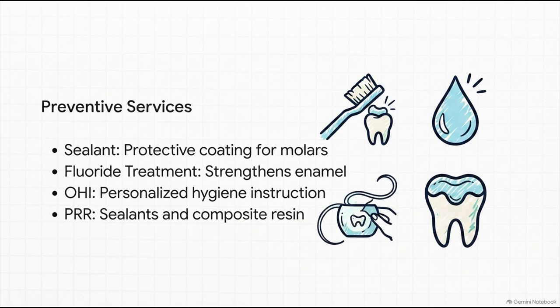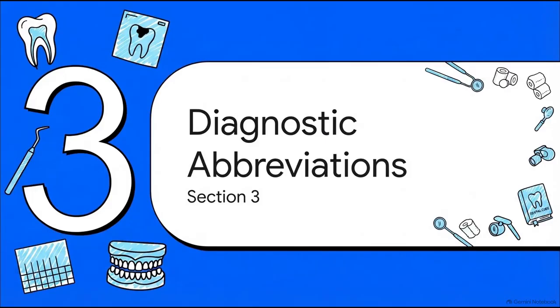Before we officially leave terminology behind, let's fire off a few key preventative terms that bundle into the D1000 through D1999 CDT series. We have sealants, which are thin, protective coatings applied to the chewing surfaces of those back molars. Then there's fluoride treatment, which actively strengthens the enamel and prevents decay. We also have oral hygiene instructions, or OHI, which is that one-on-one personalized education. And finally, preventative resin restorations, or PRR for short, which is a really conservative treatment that beautifully combines sealants and composite resin.